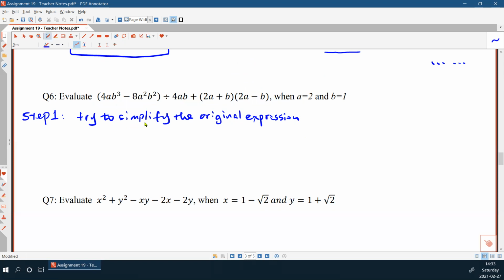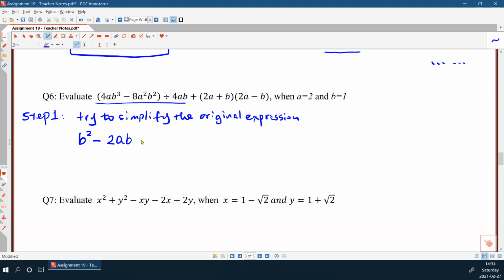So first of all, let's try to simplify the very long expression here. The first part is 4ab cubed divided by 4ab, which is b squared, right? Minus, according to the distributive law, 8a squared b squared over 4ab, right? So the second part is 2ab, right? Now we finish the first part.